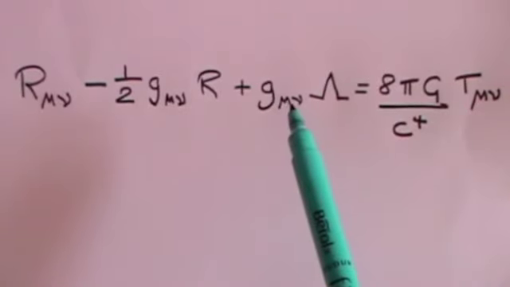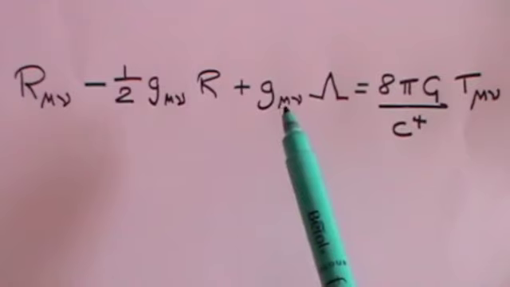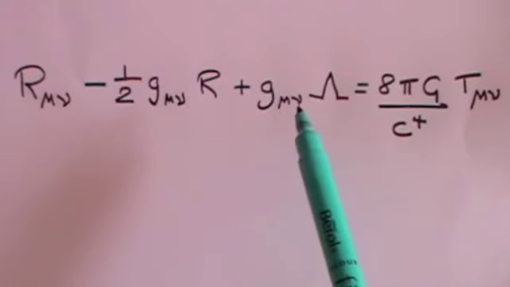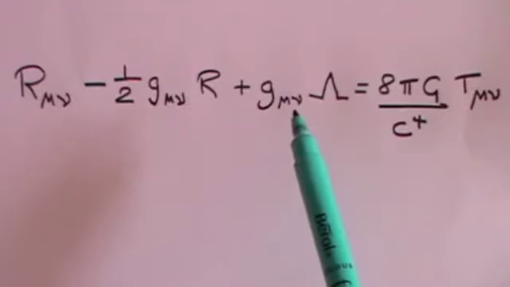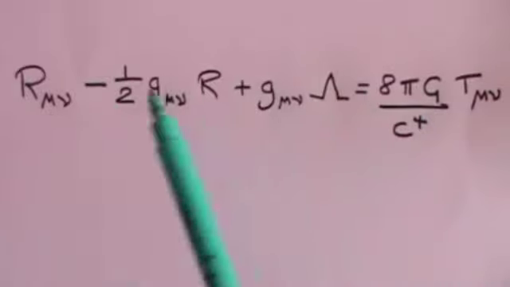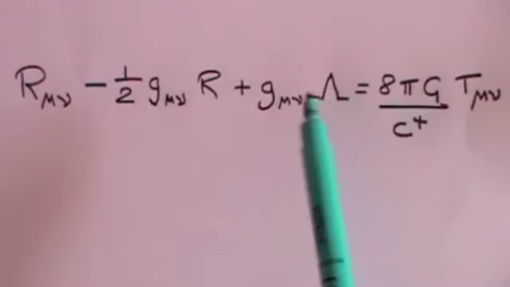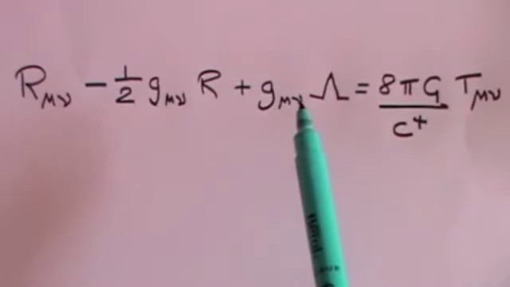0 is time, 1 is the x-axis, 2 is the y-axis, and 3 is the z-axis. So mu and nu can each take 4 values between 0 and 3, and the combination of mu and nu means that there are 16 variations of this equation, with mu and nu having numbers between 0 and 3.